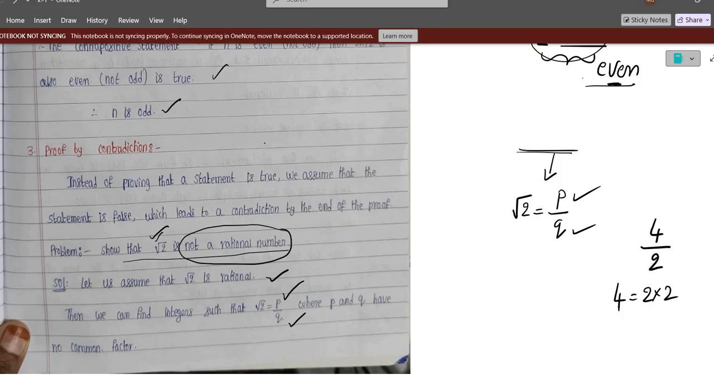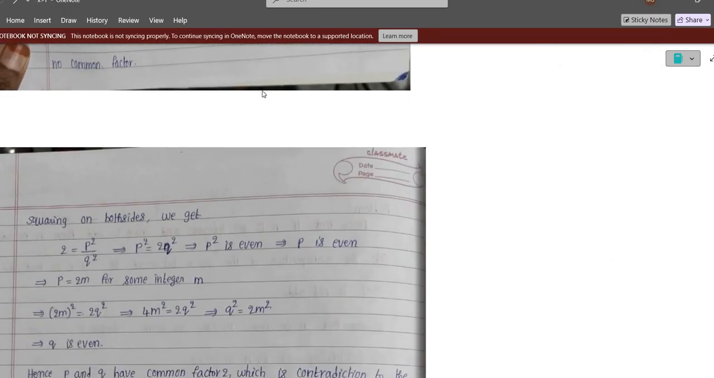That's why p and q have no common factors. We are not considering like this, we are considering like this. Here 3 and 2 are there, and 3 and 2 have no common factors. But if we consider 4 and 2, they have common factors too. In this case, we are considering root 2 equal to p by q, where p and q have no common factors, like 3 by 2.